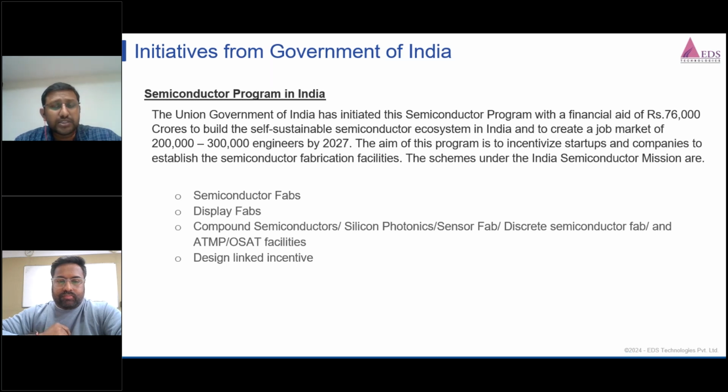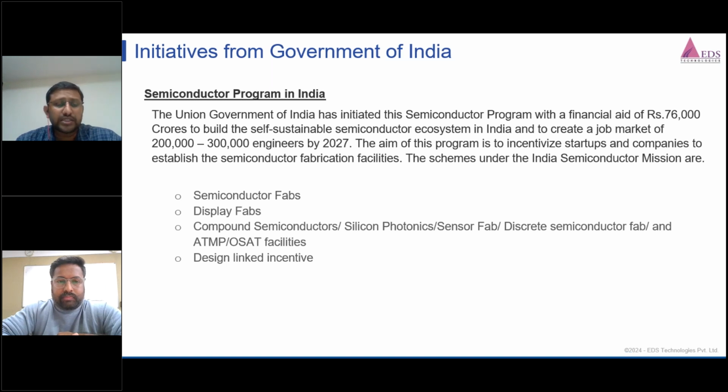So the government is planning to come in a big way, and it is anticipating that at least 200,000 to 300,000 engineers will be employed by 2027. That is the target being set. I hope this information will be an eye opener for most of the colleges, to guide your students to change their perspective, see how the semiconductor industry works, and what opportunities they have through these programs.